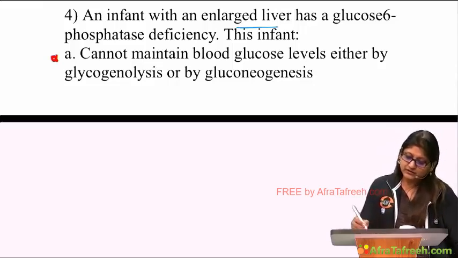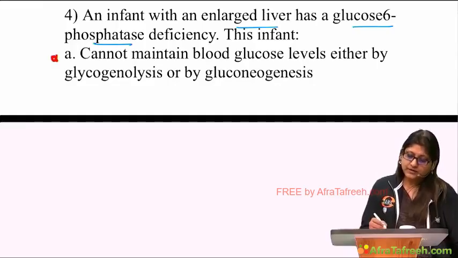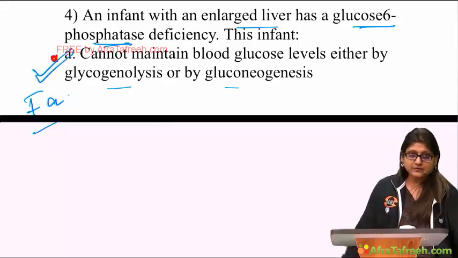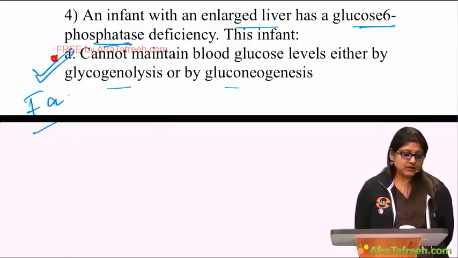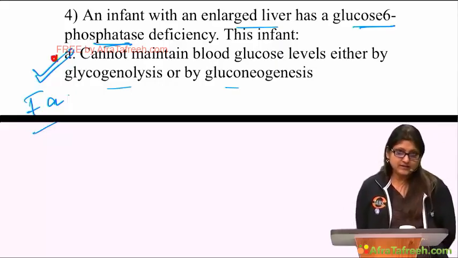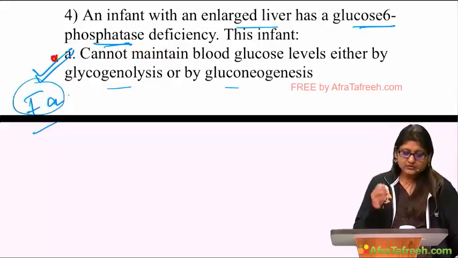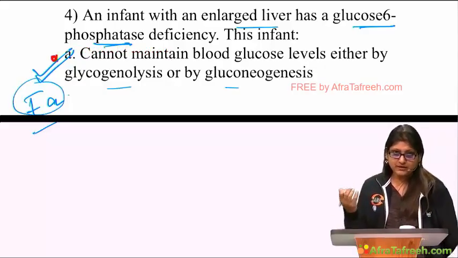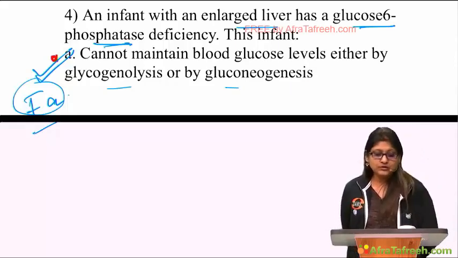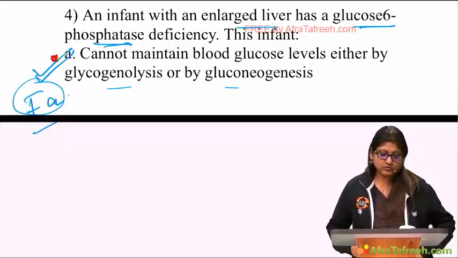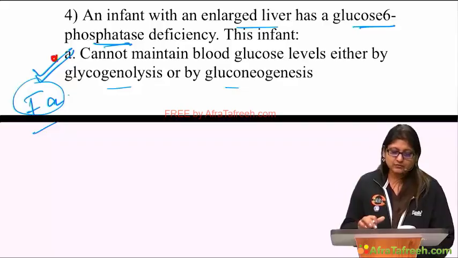Infant with enlarged liver, glucose 6-phosphatase deficiency. This is again glucose 6-phosphatase deficiency, which means it is type 1A glycogen storage disorder. Cannot maintain blood glucose either by glycogenolysis or gluconeogenesis. This is absolutely correct because glucose 6-phosphatase is the enzyme needed for both the pathways. So this baby with von Gierke disease is going to have profound hypoglycemia due to lack of supply of glucose from liver glycogenolysis as well as gluconeogenesis.